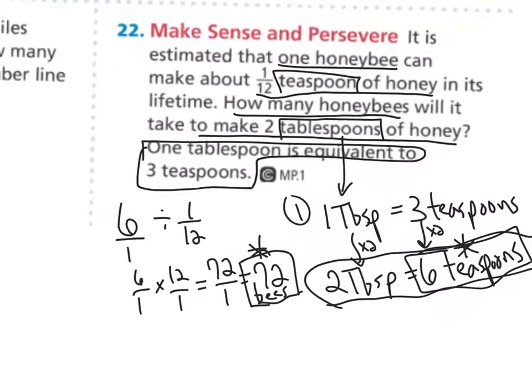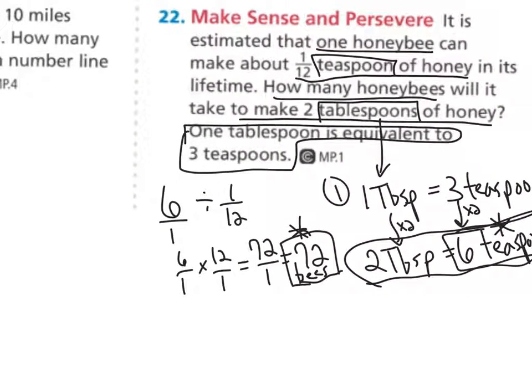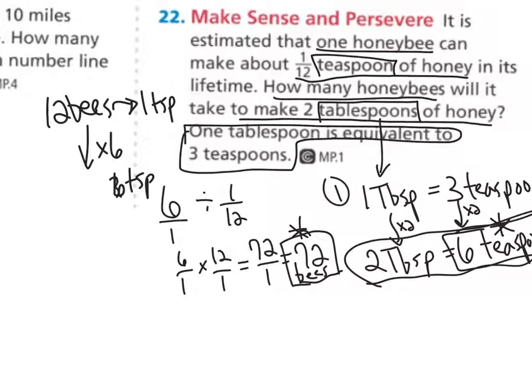There's different ways that you can do this. So another thought process, you might think about, well, if it's 1/12 of a teaspoon for 1 bee, then that means it would take 12 bees to make 1 teaspoon. So if 12 bees is 1 teaspoon, and then we have 6 teaspoons, that would be 6 times that amount. So then if you do 12 times 6, you would get 72. So there's different ways that you can do that, but that would be a couple of options of how you could look at that.